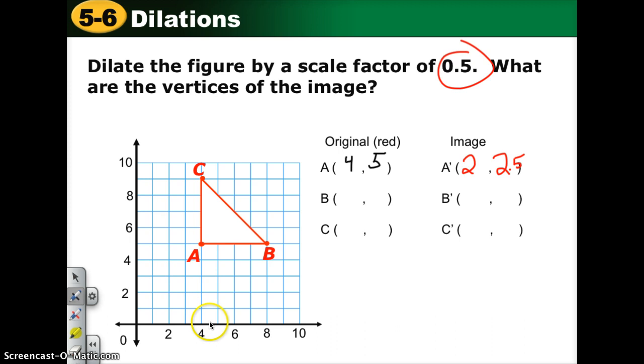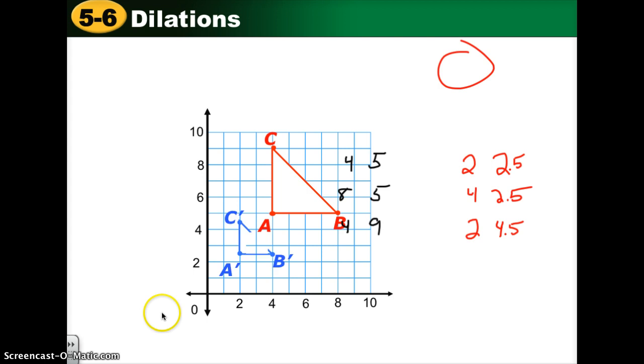Let's do B. B is located at 8, 5. Half of 8 is 4. Half of 5 is 2.5. And point C. C is located at 4, 9. Half of 4 is 2. Half of 9 is 4.5. That means that if we were to graph those three coordinates, we would form our new image, which would look like that. And this shows how our center of dilation is the origin.